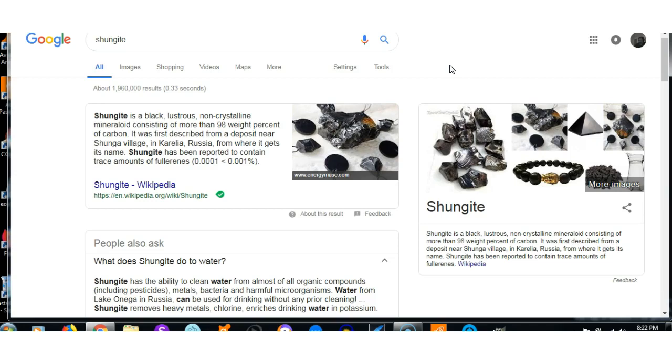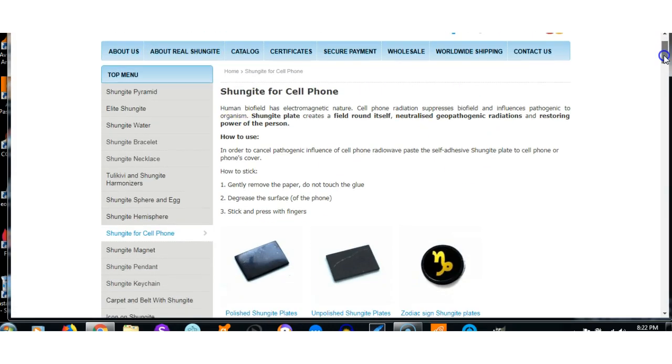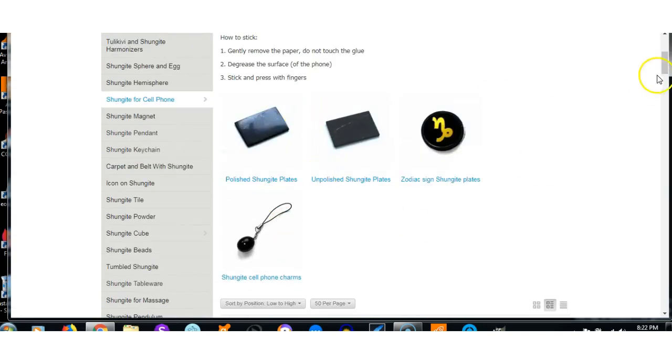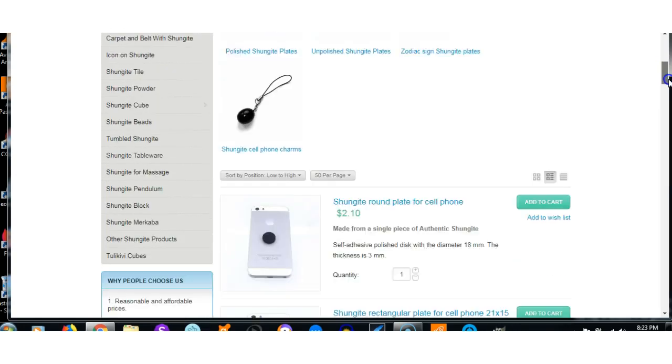I'll show you this. I've got links to all this. Here's the website here, right? Now, they sell everything shungite, and I've dealt with these people, and they're awesome. Their customer service is second to none. You don't need glue, because it's got sticky stuff on, and you stick those on the back of your phone, and you're protected. See that? Self-adhesive polished disc, put it on the back of your phone and you're good to go. That'll protect you from the negative EMF fields.